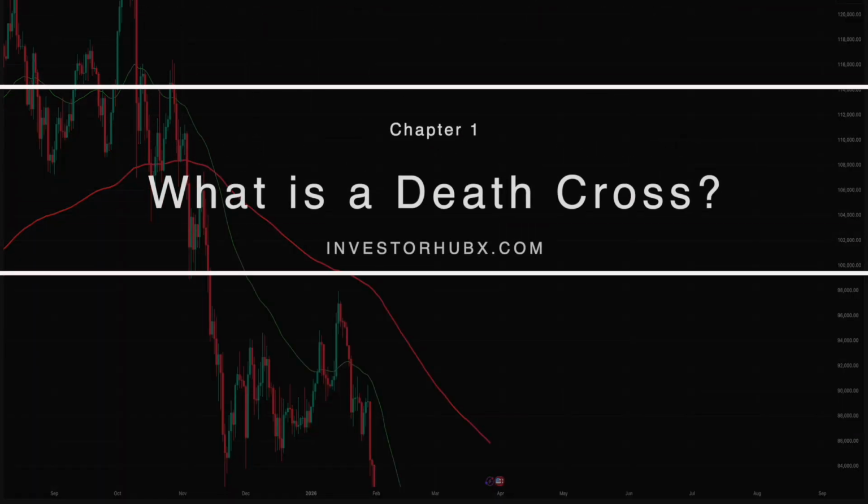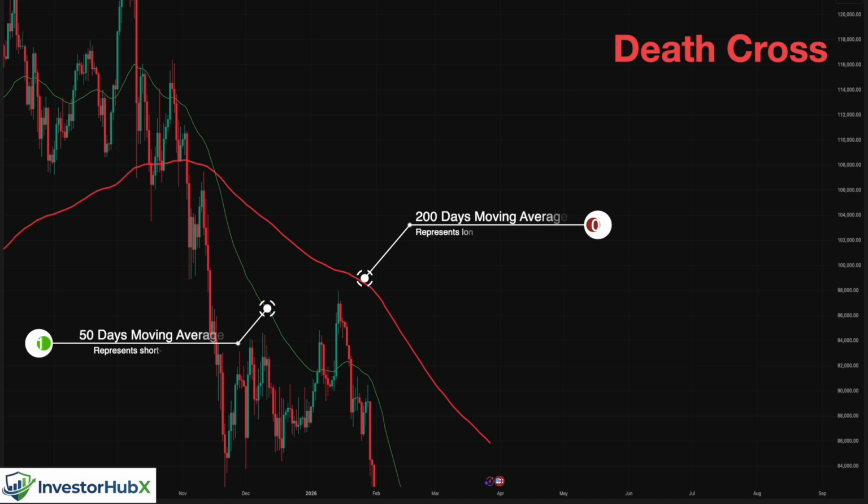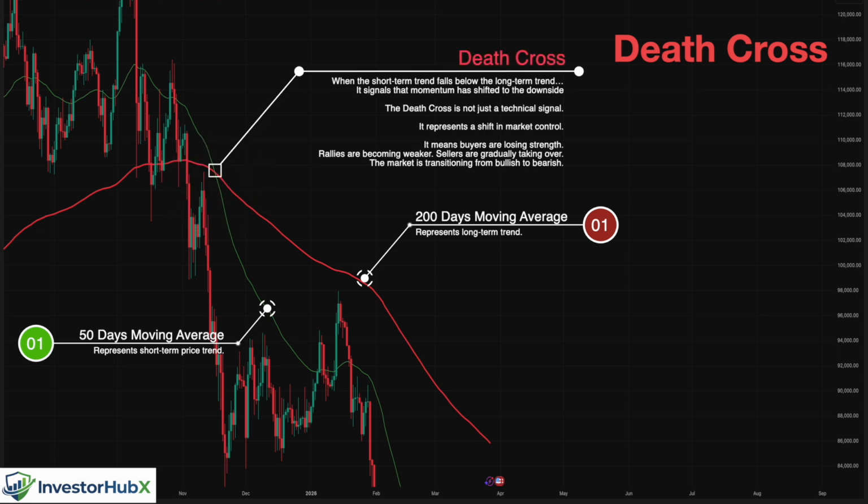Let's start with the Death Cross. The Death Cross is one of the most well-known indicators in trading. It happens when the 50-day moving average crosses below the 200-day moving average. The 50-day moving average represents short-term price trend. The 200-day moving average represents long-term trend. When the short-term trend falls below the long-term trend, it signals that momentum has shifted to the downside.